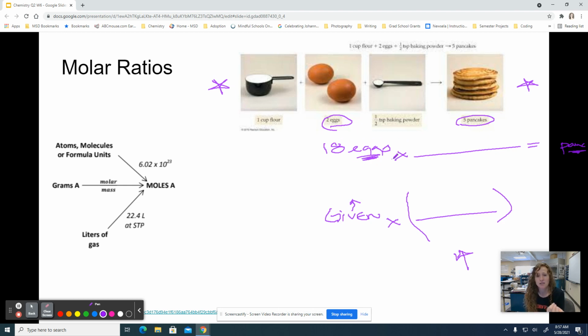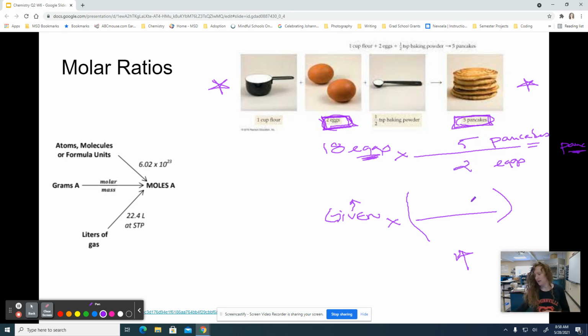Let our units lead us through the problem. So if eggs are on top, we put eggs on bottom. I'm trying to find pancakes, so I'm going to put pancakes on the top here. And now this is my determined ratio that is going to be true every single time that I sit down and make this recipe. So it takes 2 eggs to make 5 pancakes.